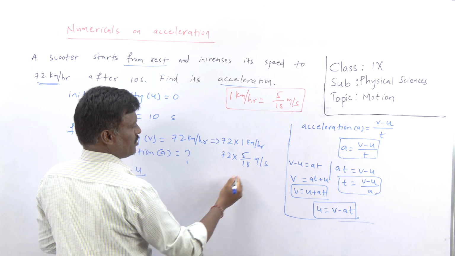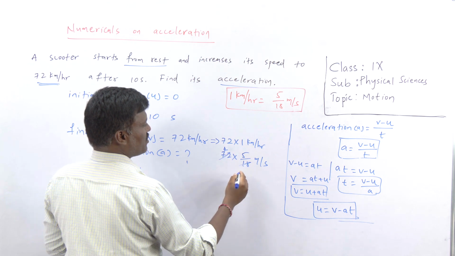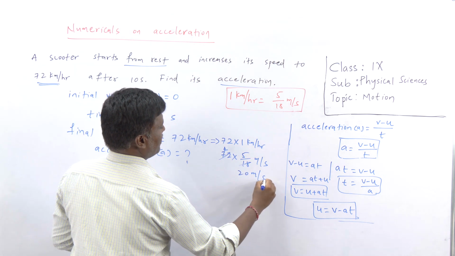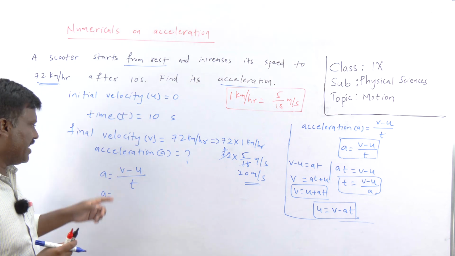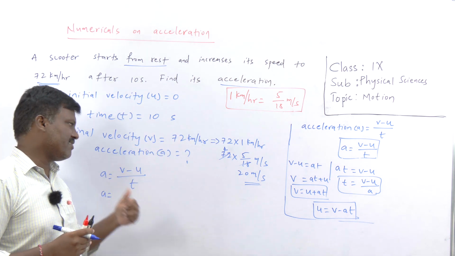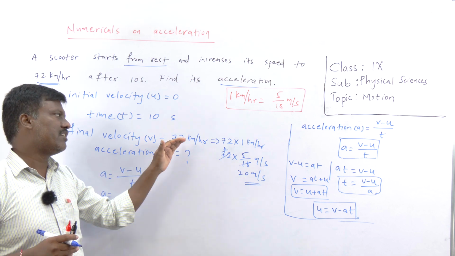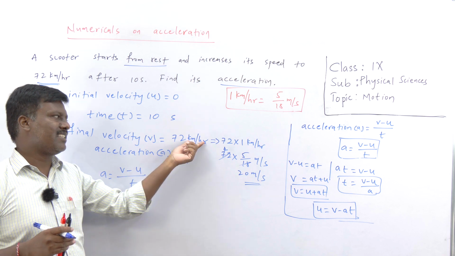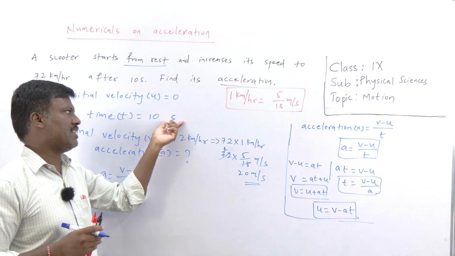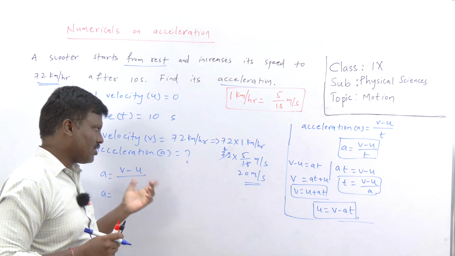Now it is in SI unit. 18 ones are 18, 18 fours are 72, and 4 fives are 20 meter per second. This is the final velocity. When you substitute, will you substitute 72 as final velocity or 20 as final velocity? 20 should be substituted. 72 should not be, because it is a practical unit. Here we have SI units, so it also should be converted to SI. Only then should we solve the problem.